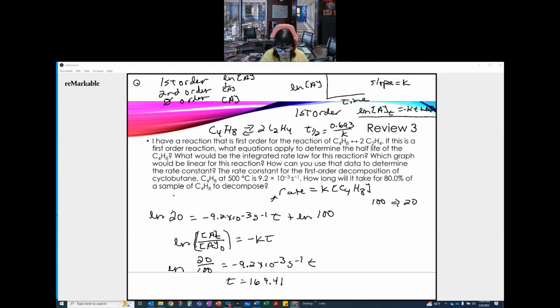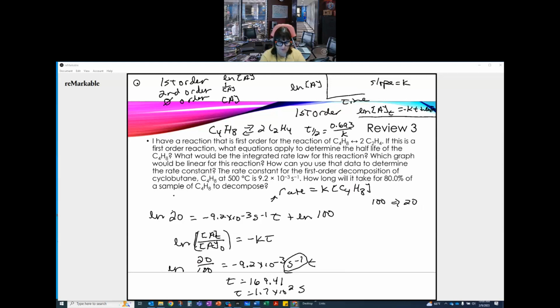169.41. Okay, and it really should only be 2 sig figs, so I would do that as mode scientific 1, which is 1.7 times 10 to the 2. And that's in seconds. And I know that because this is seconds to the minus 1. So that's in seconds. Okay? So that's how I would do that.